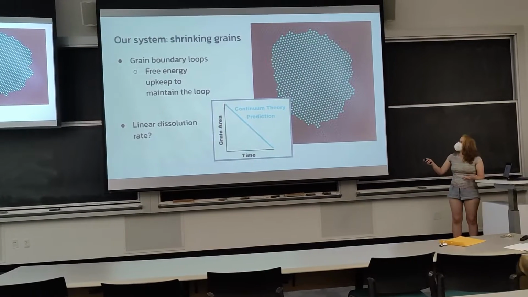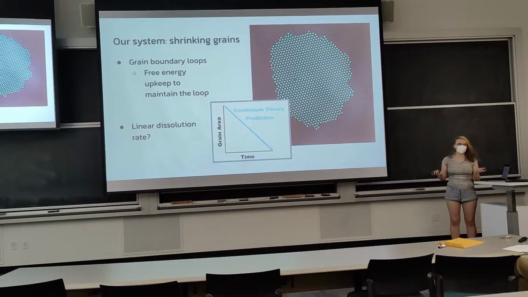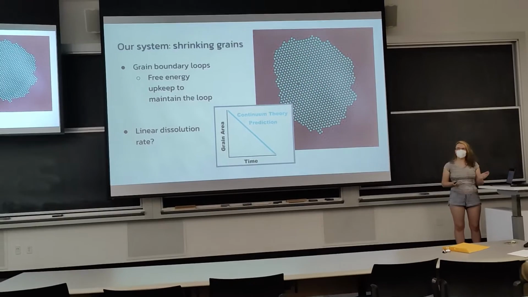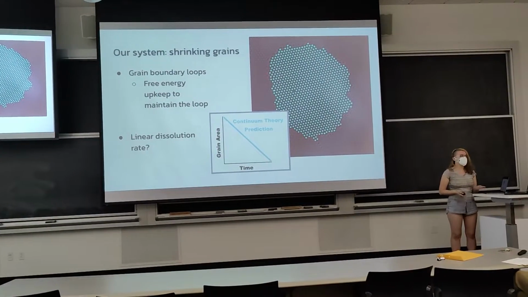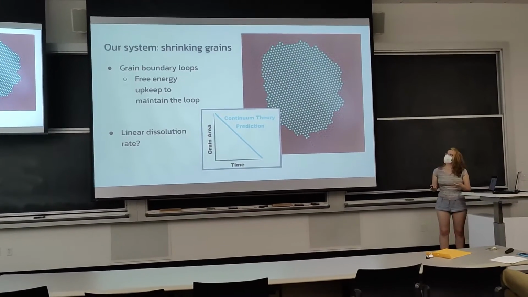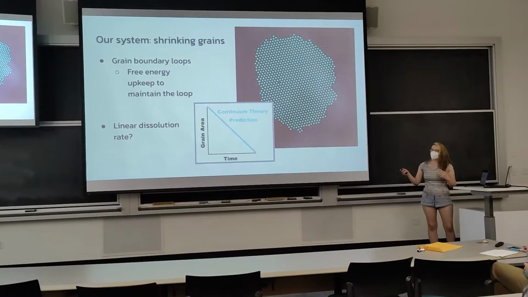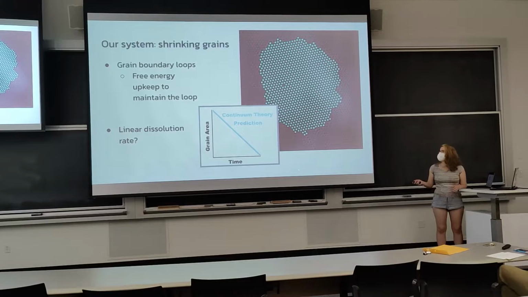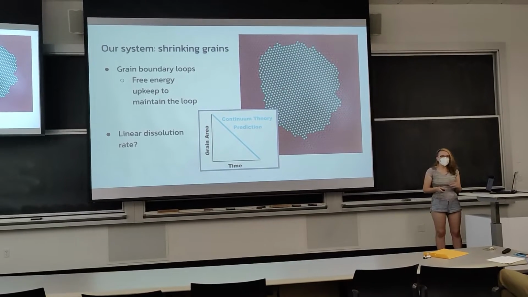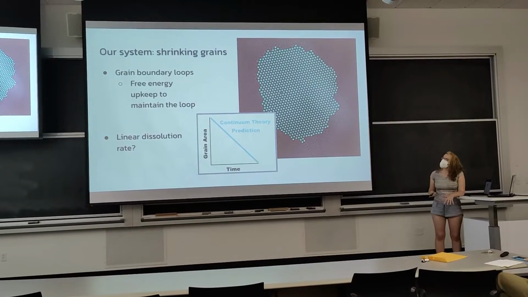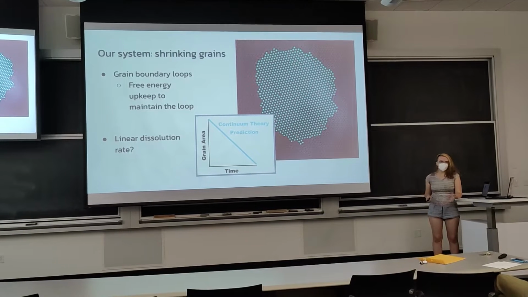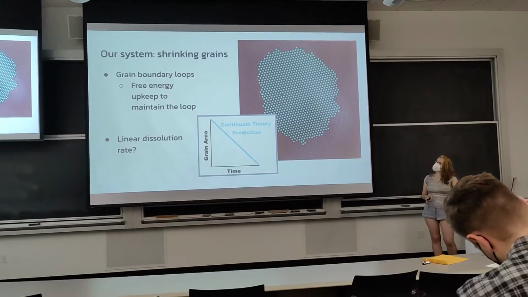We can put grains inside of other grains. This is called a grain boundary loop. And according to something called continuum theory and grain coarsening broadly, this kind of setup implies that the interior grain will shrink over time. Eventually, all the particles inside will become aligned with the red grain. And continuum theory also predicts that the subgrain will shrink at a linear rate, at a constant rate over time.